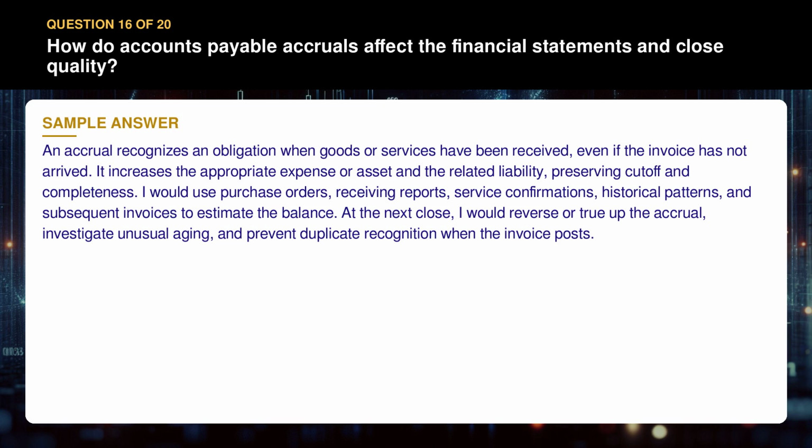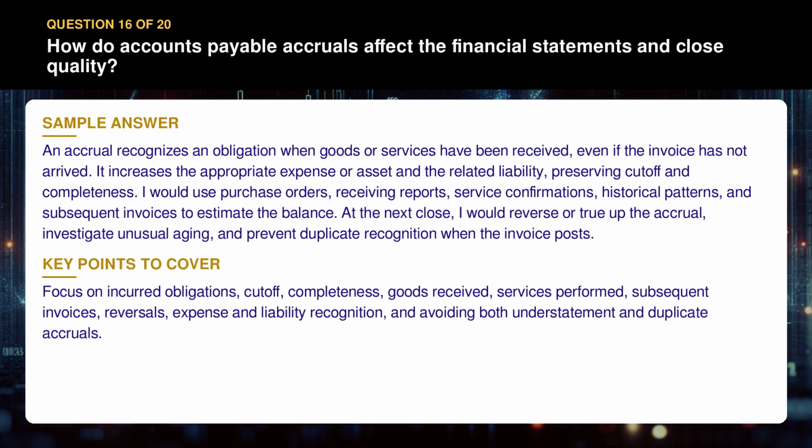At the next close, I would reverse or true up the accrual, investigate unusual aging, and prevent duplicate recognition when the invoice posts. Focus on incurred obligations, cutoff, completeness, goods received, services performed, subsequent invoices, reversals, expense and liability recognition, and avoiding both understatement and duplicate accruals.